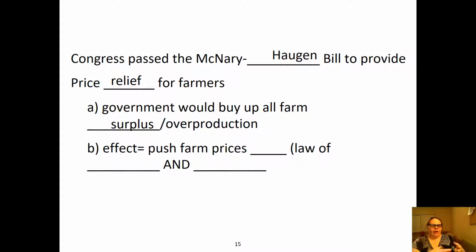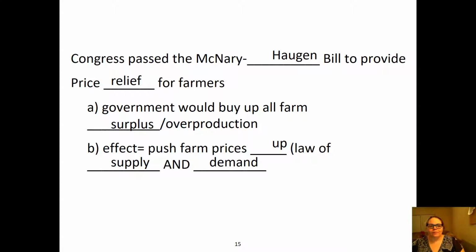If the government has bought all the extra, there is now barely enough for everybody else in the country, so a smaller supply. And smaller supplies make prices go up. So the effect would push the prices up because of the law of supply and demand. If the government buys up all the extra, you don't have a big supply anymore, prices go up, everyone's happy.